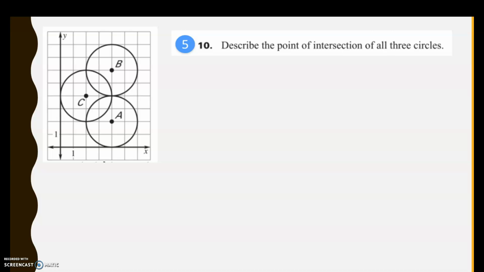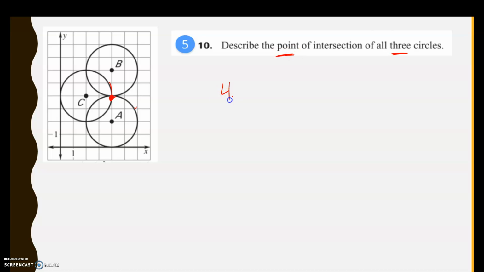Number 10, but it was the blue box 5 on the Go Formative. It said describe the point of intersection of all three circles. So where do all three circles touch? Well, your A and your B only touch in this spot right here. So I have to figure out if that's also where my C is going to touch them. And C also touches them in that one. So what is that? It's a point.